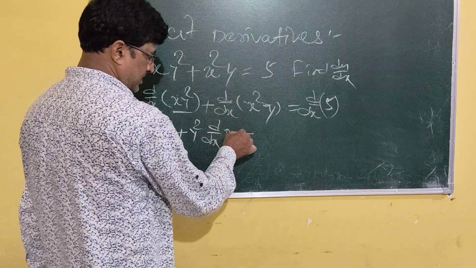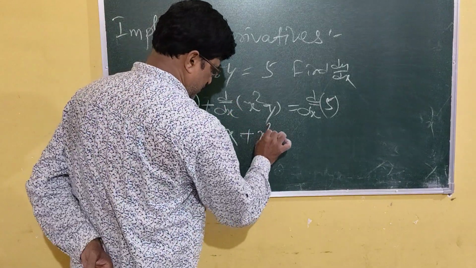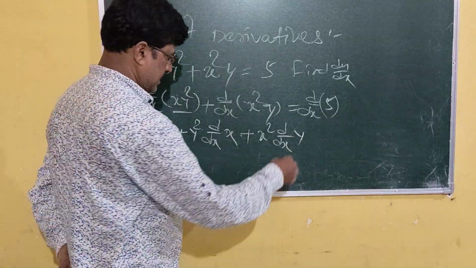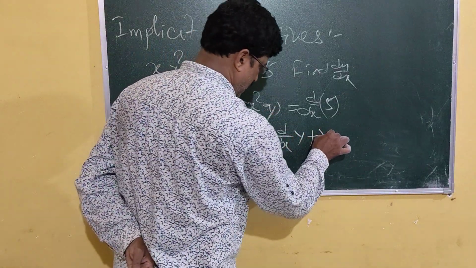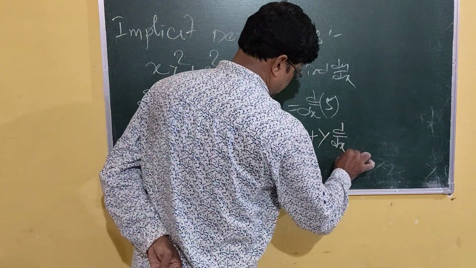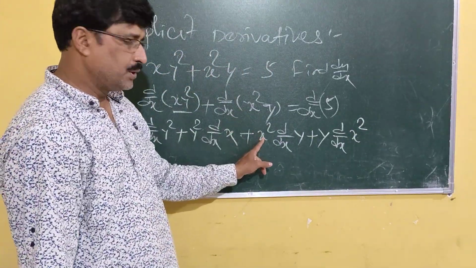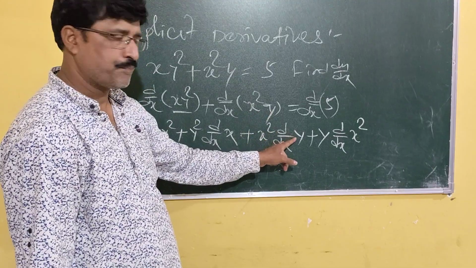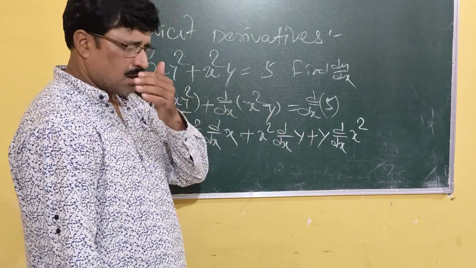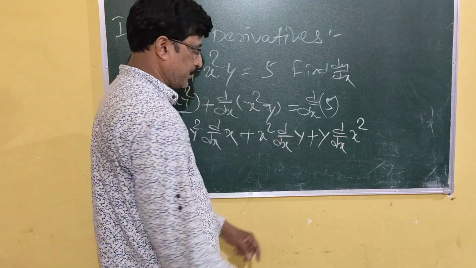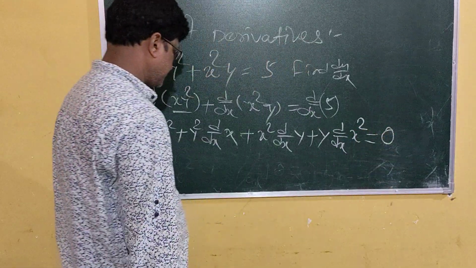Now come to this. Similarly, x square d by dx of y plus y d by dx of x square, that is, u derivative of v plus v derivative of u, is equal to 0.